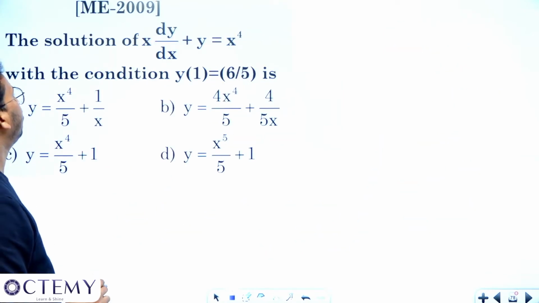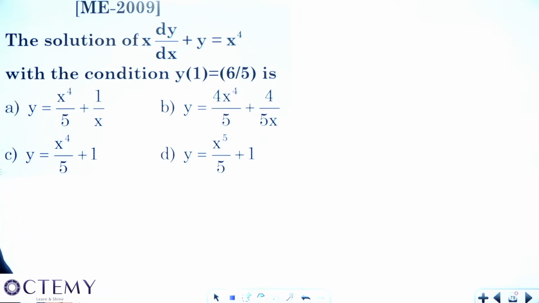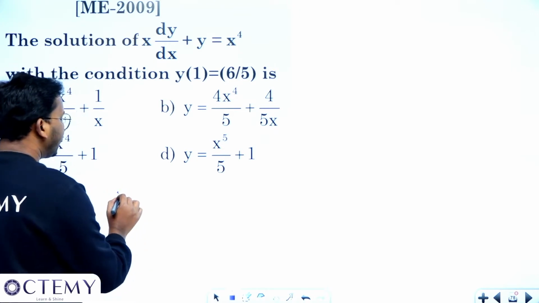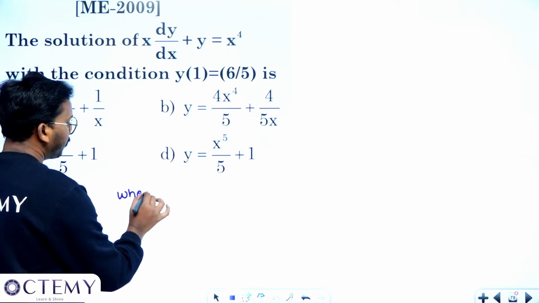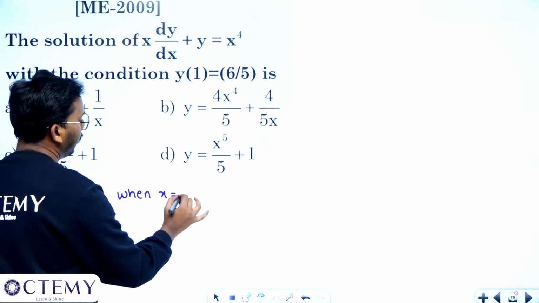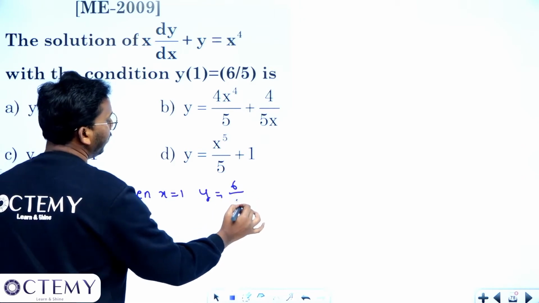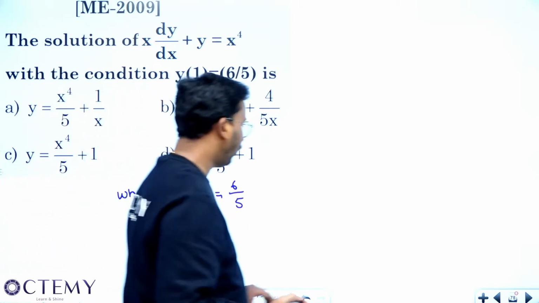If I go to the next question, see what it says. The next question says the solution of x dy by dx plus y is equal to x power 4 with the condition y of 1 is equal to 6 by 5, right? So when x is equal to 1, y is equal to 6 by 5. That's it. Now we'll have to model this.